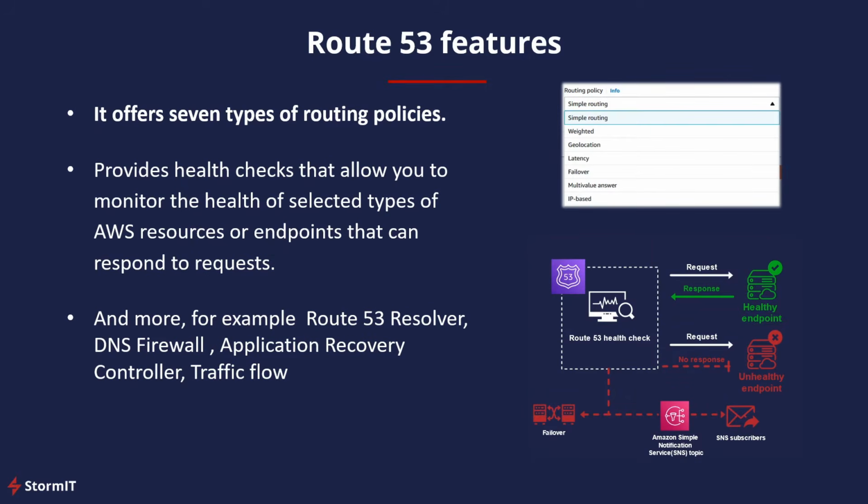Route 53 offers 7 types of routing policies that can help you with incoming traffic and point it to the right origin. It also provides health checks that allow you to monitor the health of select types of AWS resources or endpoints that can respond to requests. If you are interested, we have a video about health checks on our channel, so watch it if you want.